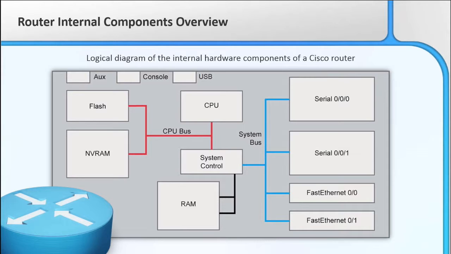Outside of that, we also have RAM. Now, keep in mind, when we look at RAM, RAM is usually going to be volatile. RAM is where our running configuration is stored. So anytime we make any sort of changes to our router, it's going to be stored in RAM. We have to make sure we do that copy run start in order to save that to our NVRAM.